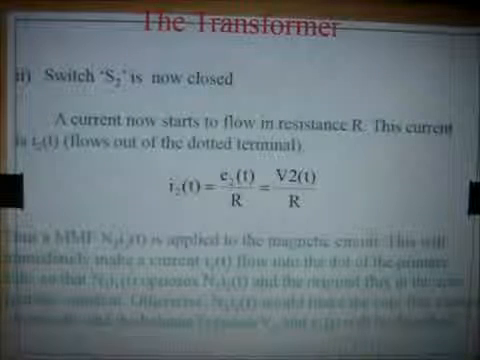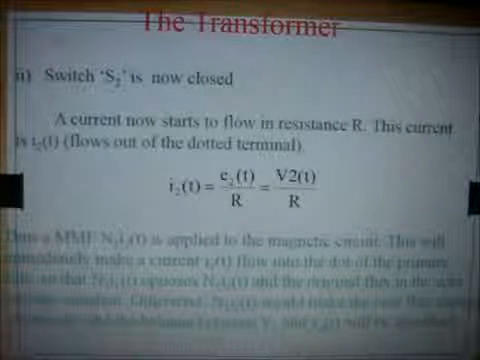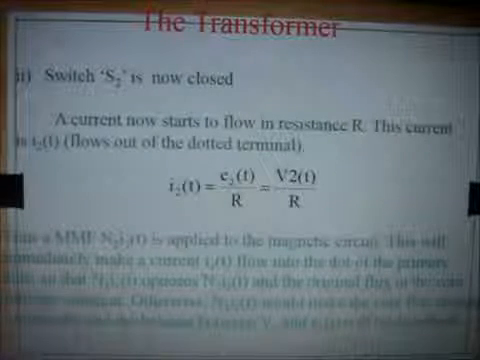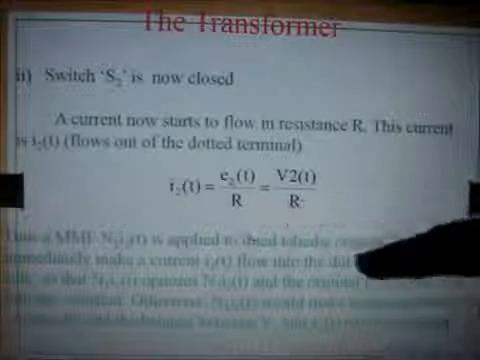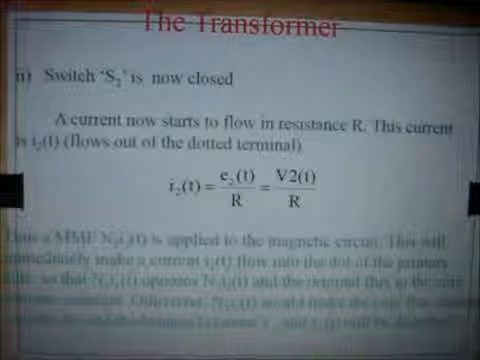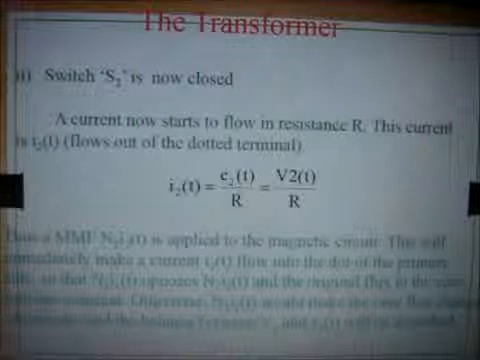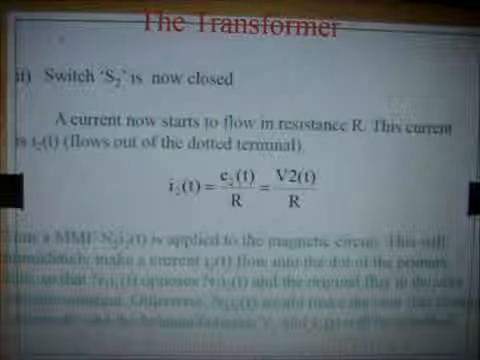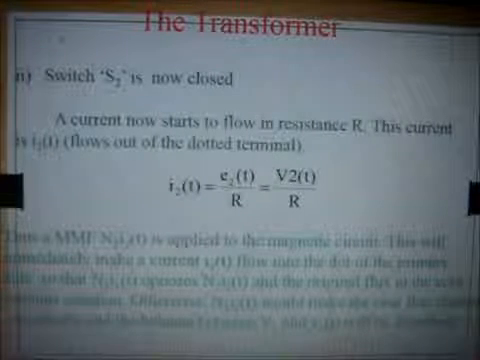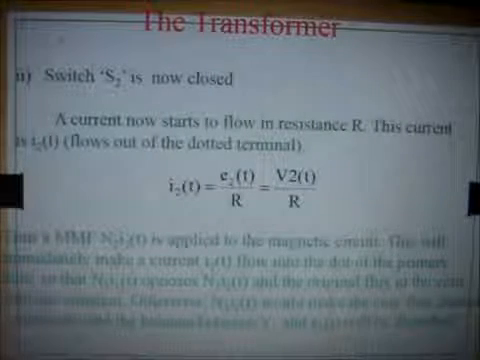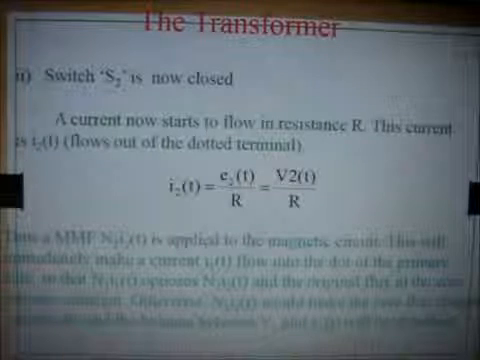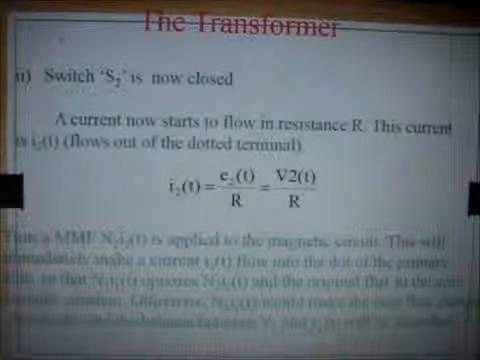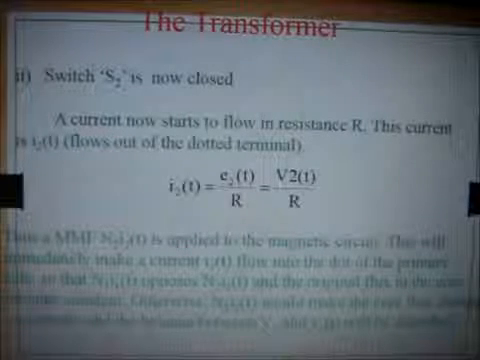Now if switch S2 is closed, that is, the secondary switch is closed, a current starts to flow in the resistance, which is the load resistance R. This current is given as net EMF by R. Thus the magnetomotive force on the secondary side, that is N2I2, is applied to the magnetic circuit. This will immediately make a current I1 flow into the dot of the primary side. We will learn about the dot convention in a transformer also, just hold on. So N1I1 opposes N2I2, and the original flux of the core remains constant.